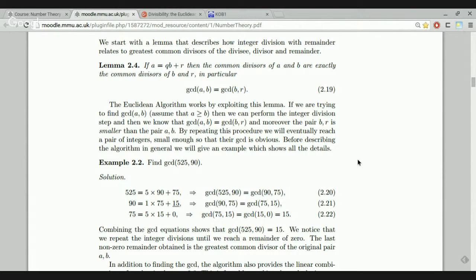So we see two things. Any common divisor of B and R divides A, and also any common divisor of A and B divides R. Because here we have A as a linear combination of B and R. So anything dividing B and R must divide A. That's the thing we proved last week or the week before. And the second equation, any common divisor of A and B must divide R, because R is a linear combination.